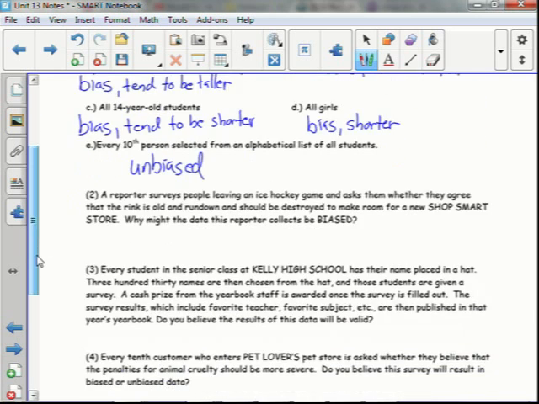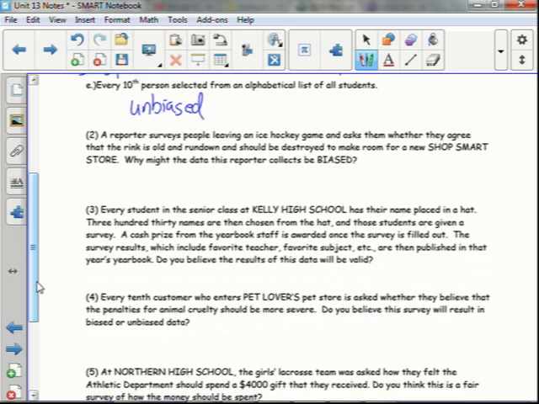All right, let's try number 2. A reporter surveys people leaving an ice hockey game and asks them whether they agree that the rink is old and run down and should be destroyed to make room for a shop smart store. Why might the data this reporter collects be biased? Okay, well, if they're trying to tear down the hockey rink, the people leaving probably aren't going to be too happy because they may want the hockey rink to stay.